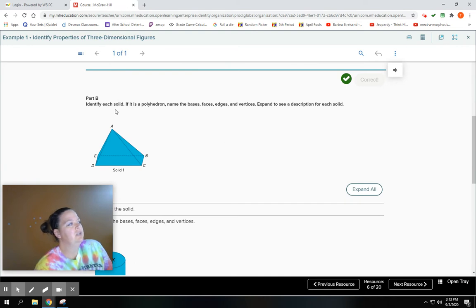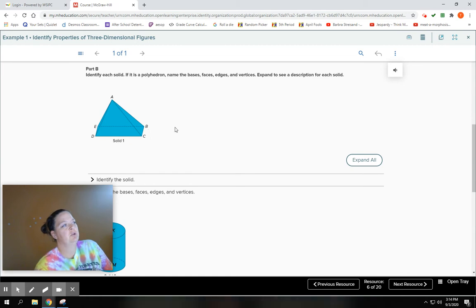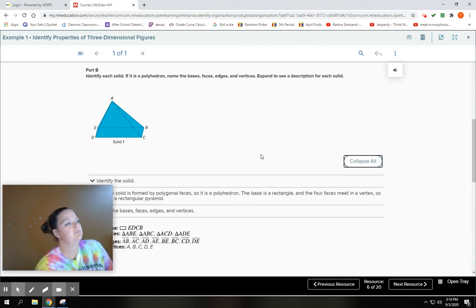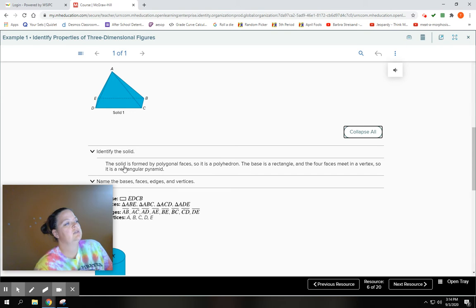Part B, identify each solid. If it is a polyhedron, name the bases, faces, edges, and vertices. Expand to see the description for each solid. All right, so what we have here is our pyramid. We did decide that, yes, it is a polyhedra. The solid is formed by polygonal faces, so it is a polyhedron. The base is a rectangle, and the 4 faces meet at a vertex, so it is a rectangular pyramid. That is very important. Make sure you get that in your notes, rectangular pyramid.